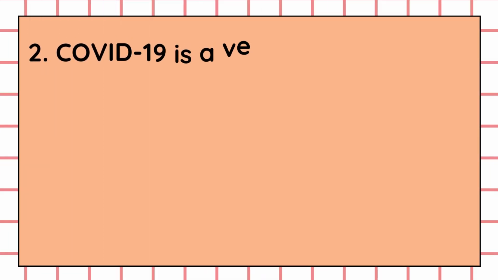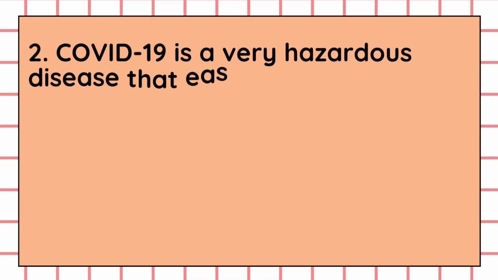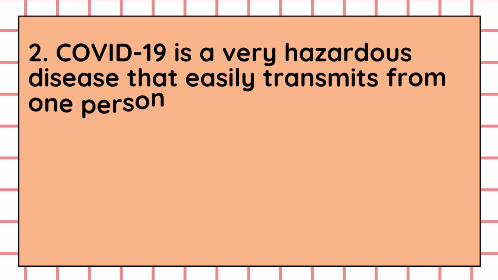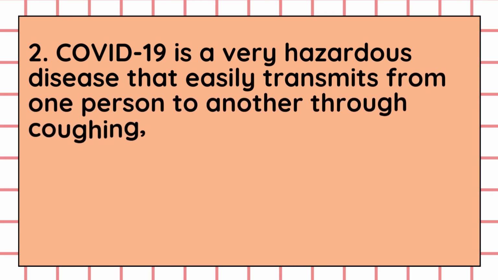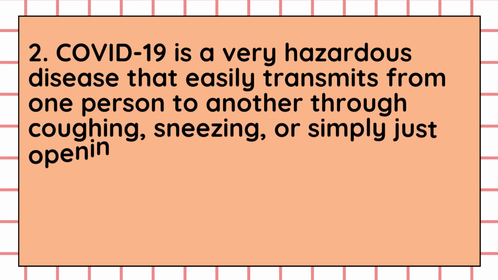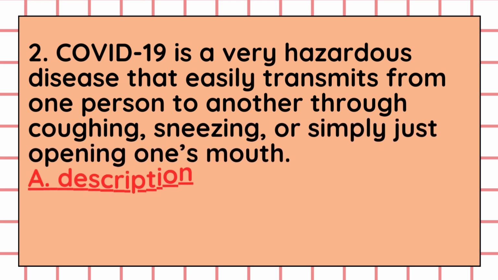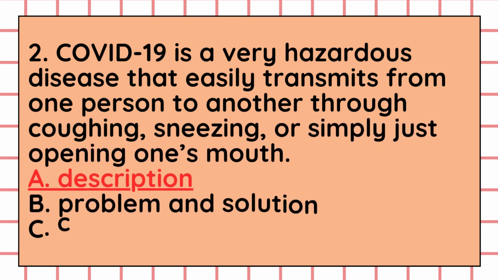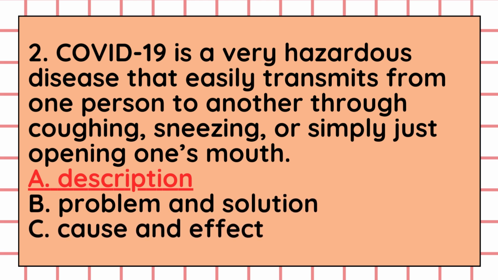2. COVID-19 is a very hazardous disease that easily transmits from one person to another through coughing, sneezing, or simply just opening one's mouth. A. Description. B. Problem and solution. C. Cause and effect. Answer. A. Description.